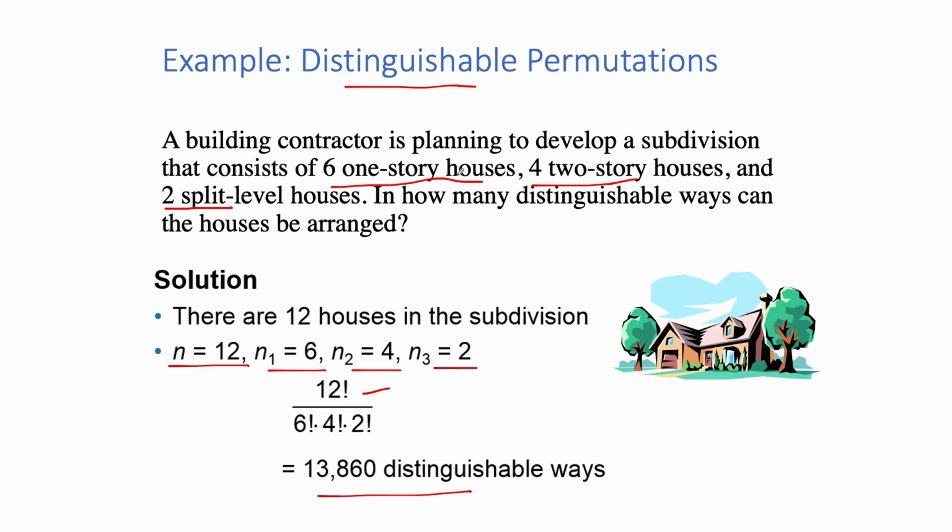They're not going to be distinguishable because they're all alike. Similarly, for the two-story houses, they're all alike, but there are 4 of them to choose from, and the split-level houses, both of them are the same, so I can't really tell them apart. So that's the case where we can find distinguishable permutations, right?